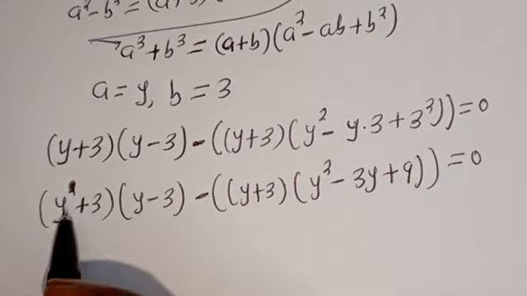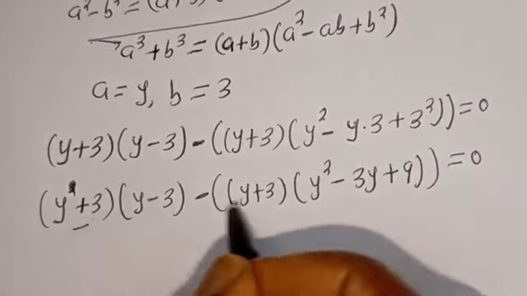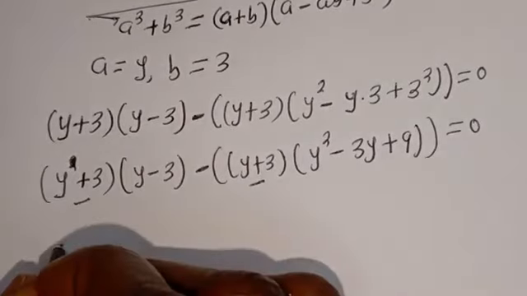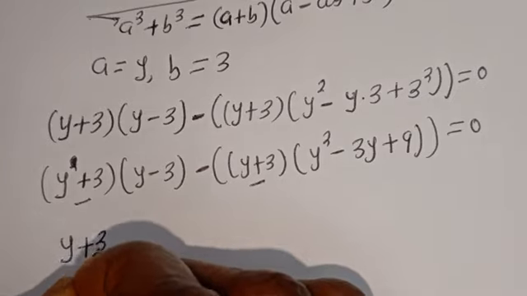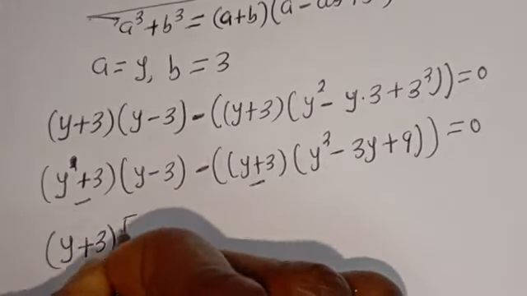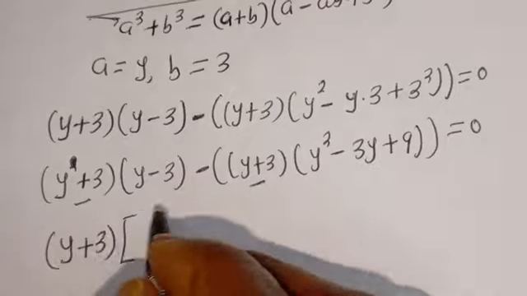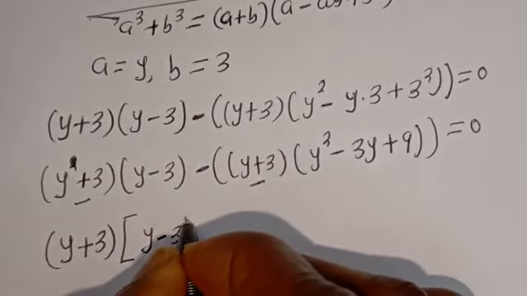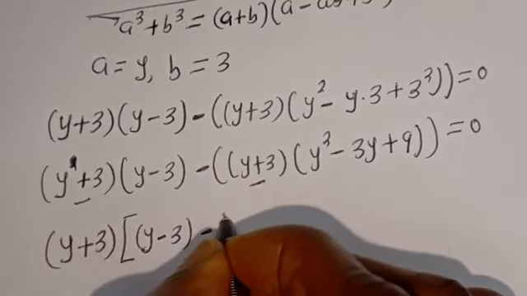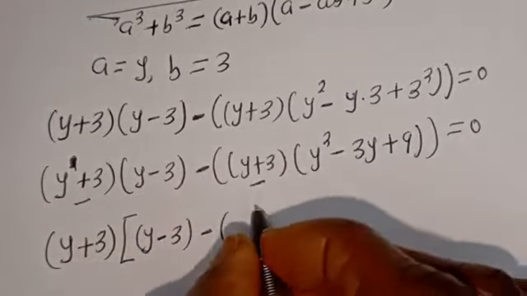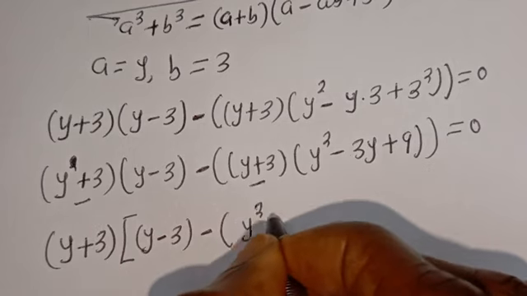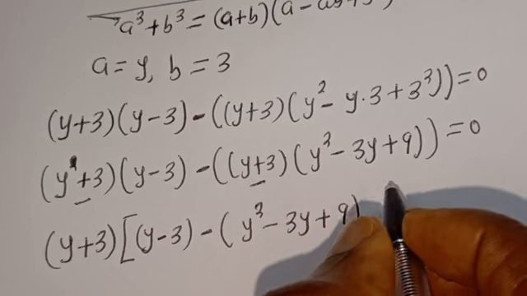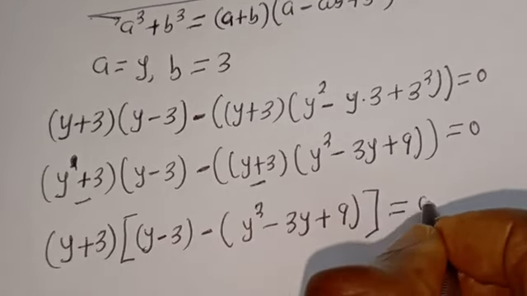Now, if you look at this, y plus 3 is common here and y plus 3 is common here. Let's bring it out. Here we have y plus 3 bracket. Then, if you divide this by this, we have y minus 3, minus, if you divide the whole of this by this, we have y squared minus 3y plus 9, is equal to 0.